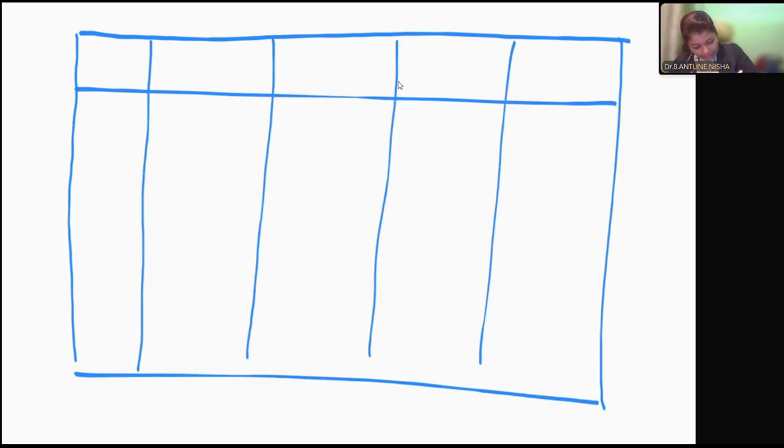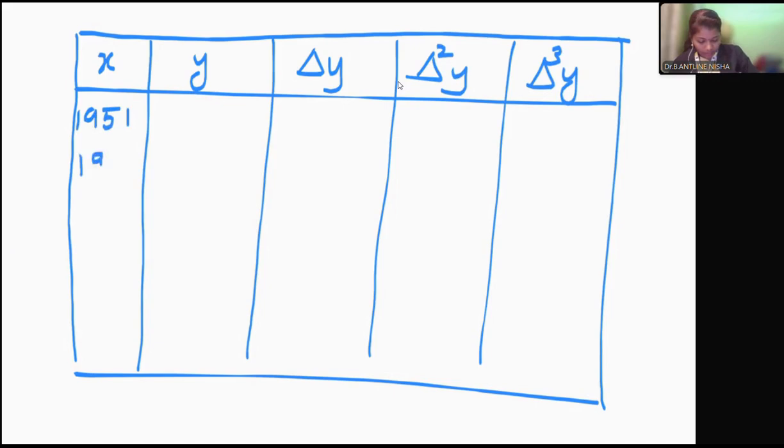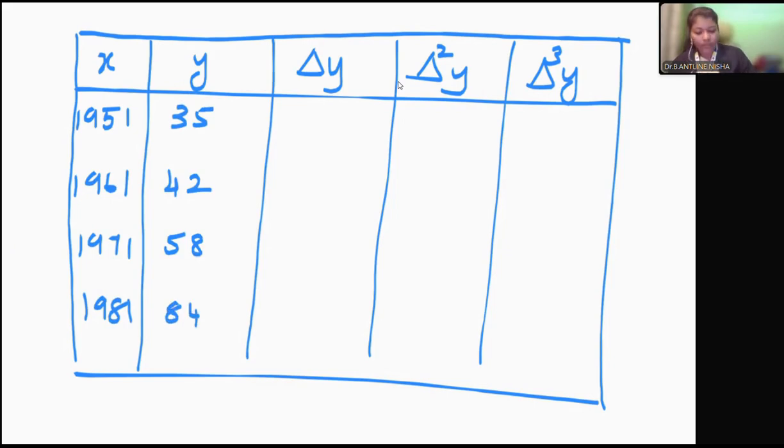Here x, y, delta y, delta square y, delta cube y. If you want, we can extend the table. See what are all the x values given: 1951, 1961, 1971, 1981. What are all the y values given? 35, 42, 58, 84.